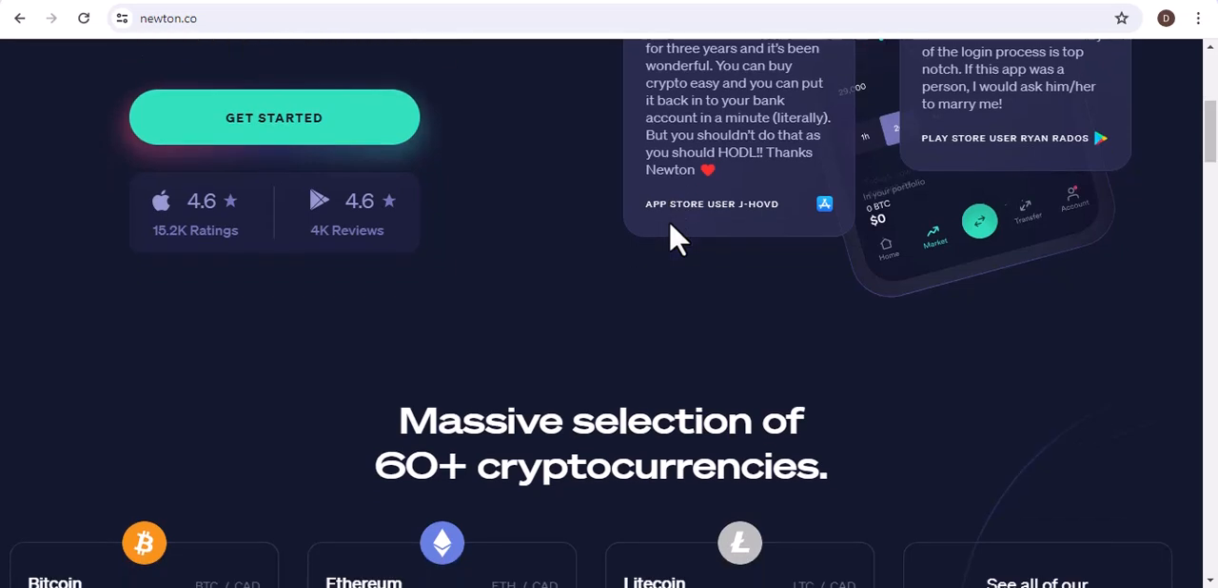Step 4. Enter the amount of BTC you want to send. You can send any amount from 0.0001 BTC to your entire balance.